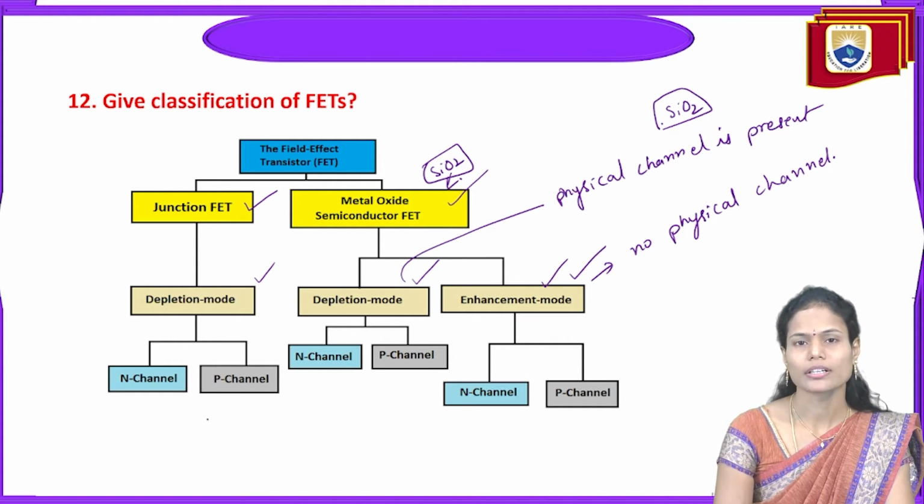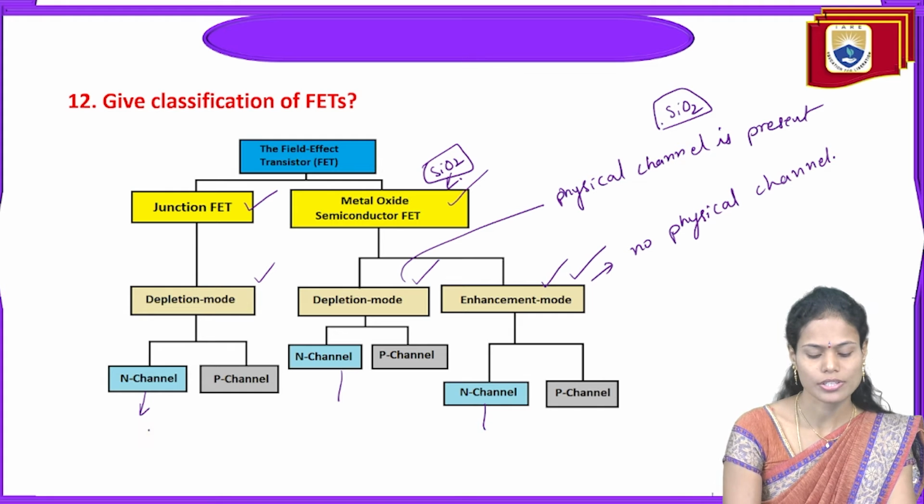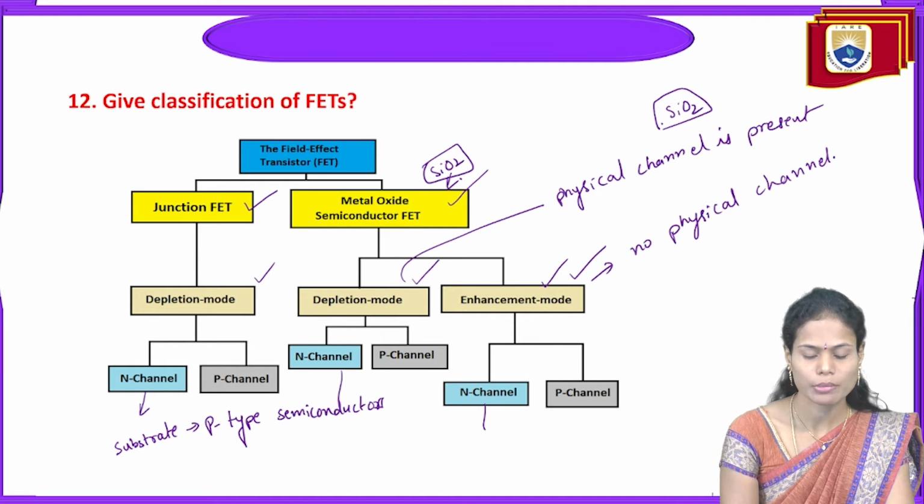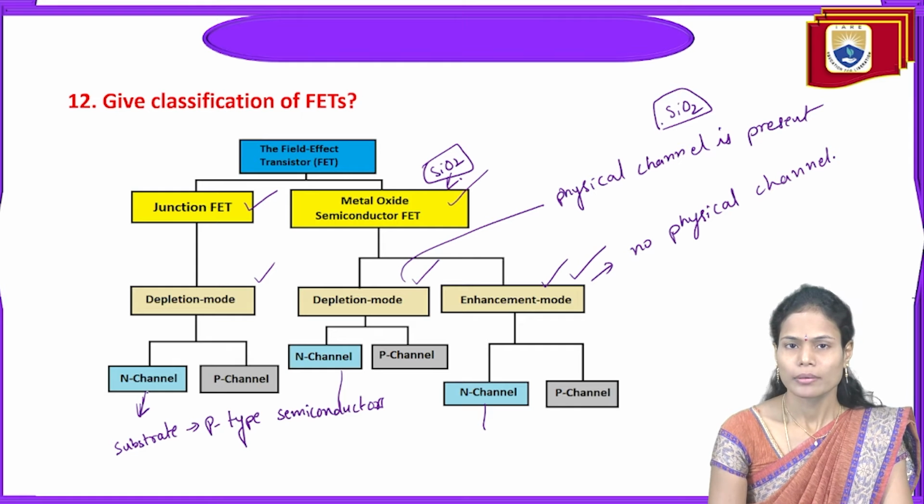So how can we differentiate whether a particular MOSFET or JFET belongs to the P channel or N channel? In the N channel JFET or in the N channel metal oxide MOSFET, in all the cases, the substrate is the P type of semiconductor material. So once the substrate is P type, it means the channel existing is the N channel.